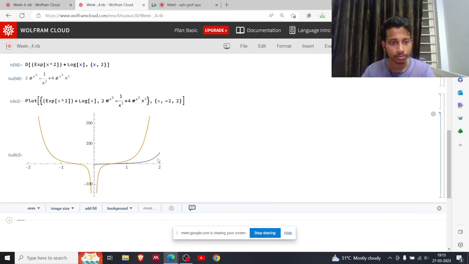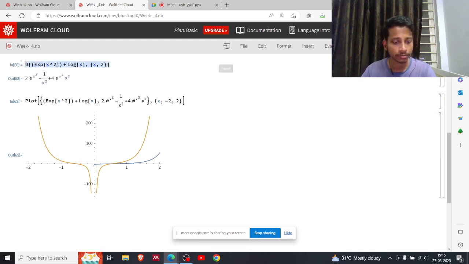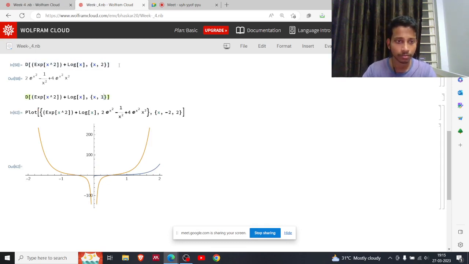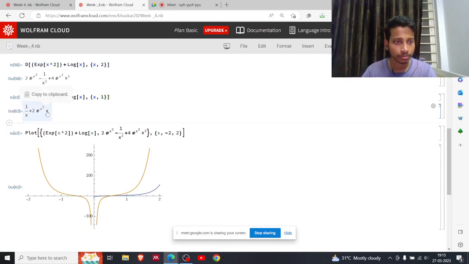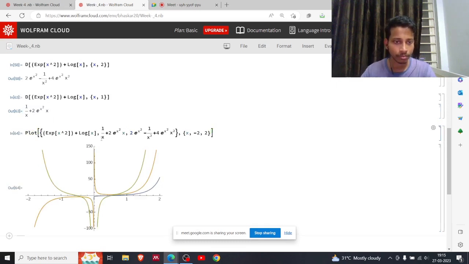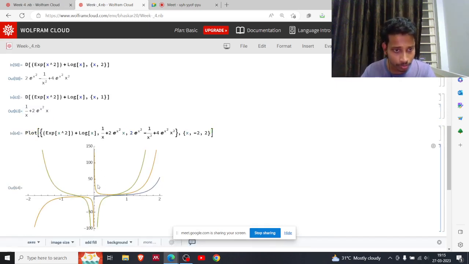So the blue line represents the function exponential x square plus log x, and this is the second derivative of it. Here you can see the blue line represents the function, the yellow line represents the first derivative, and the green line represents the second derivative.